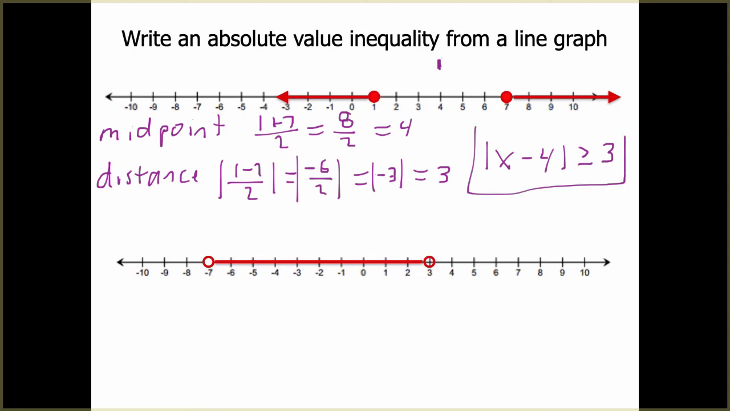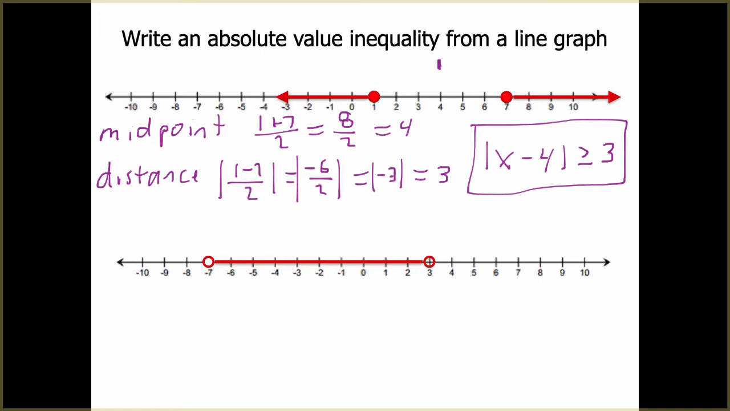So again, when you do this, you find the midpoint, what's halfway between the two endpoints, and one of the ways to do it is you add the endpoints together and divide by 2. That's what goes in with the x, because we want to be around 4. And then, since we're going away, we have 2 arrows going out. It's a greater than or equal to symbol on this one. And our distance from 4 to our endpoints is 3. You can just use it visually, or you can use this distance where you take the absolute value of the difference between the endpoints divided by 2. In this case, that was 3. So we have the absolute value of x minus 4 is greater than or equal to 3.